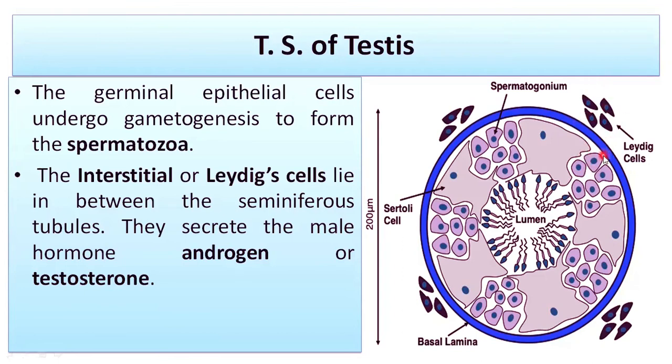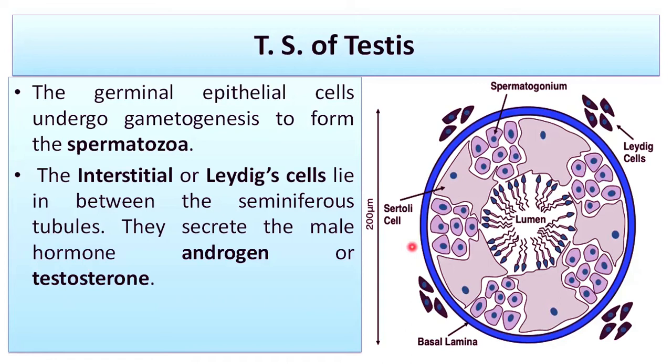See, these are the Leydig cells lying in between the seminiferous tubule, and they secrete the male hormone. What is the function of Leydig cell? It secretes the male hormone, that is androgen or testosterone, we can say. Now here is the collection of the sperms. These are the Sertoli cells. This is the basal lamina. And see students, I am going to explain in detail that this germinal epithelial cell undergoes gametogenesis to form the spermatozoa, and the Sertoli cell. What is the function of Sertoli cell? It provides nutrition to the developing sperm.